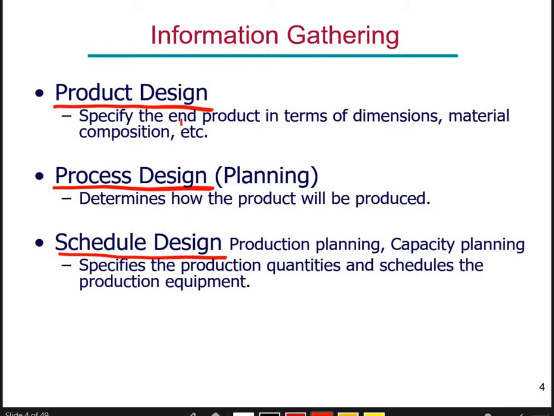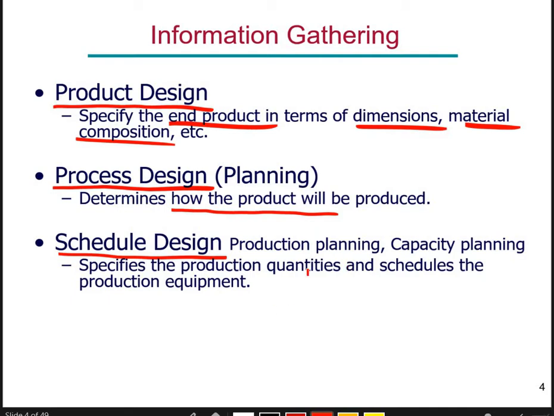So from product design, we will be getting the information related to the specifications of the end product, its dimensions, the material that will be used in these products, the compositions of the materials or items in this product. These kinds of information we will obtain from product design. From process design, we will be obtaining the information related to how the product will be produced, the necessary machinery. So we will know the necessary machines and equipment, so that we can design our facility.